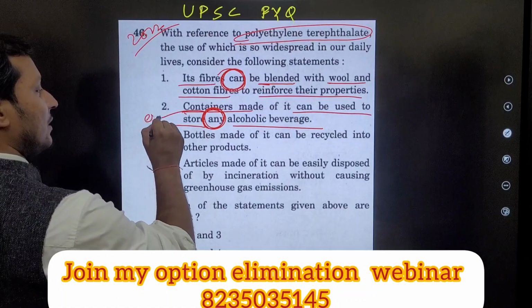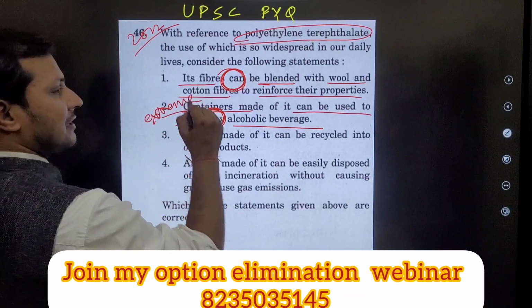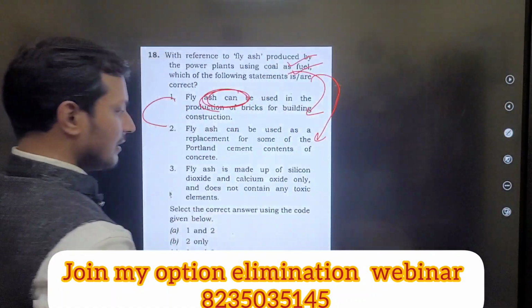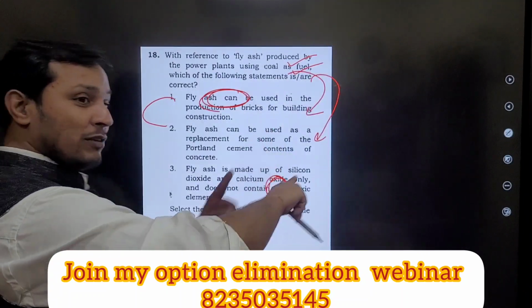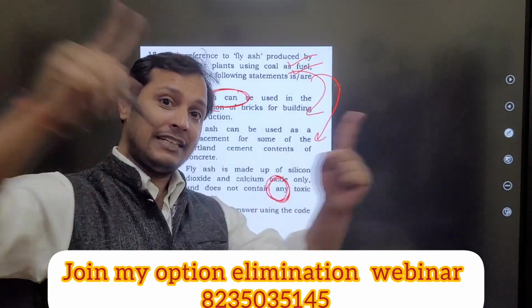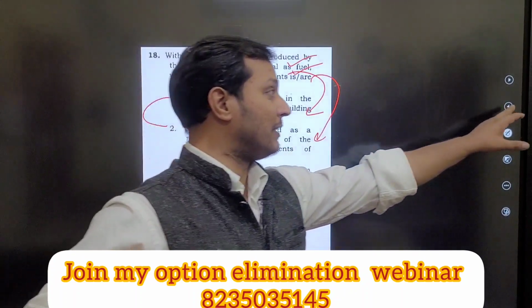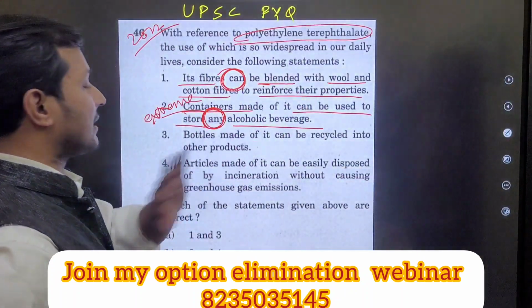Any is an extreme word. We know that any is an extreme word. You see here also they have used the word any. These two exams are separate exams, separate years, but you see the sentence framing, a similar kind of sentence framing.